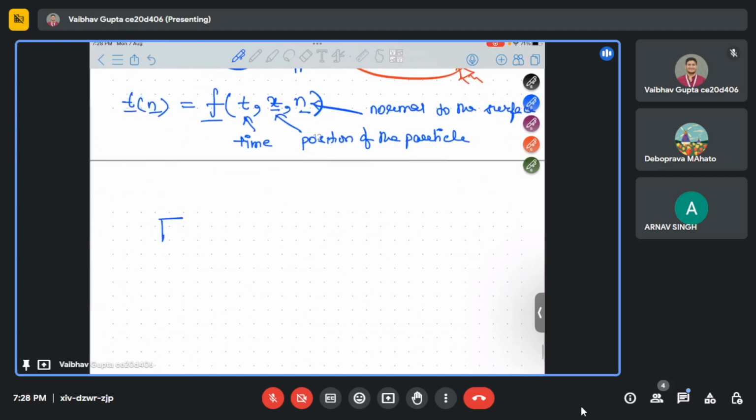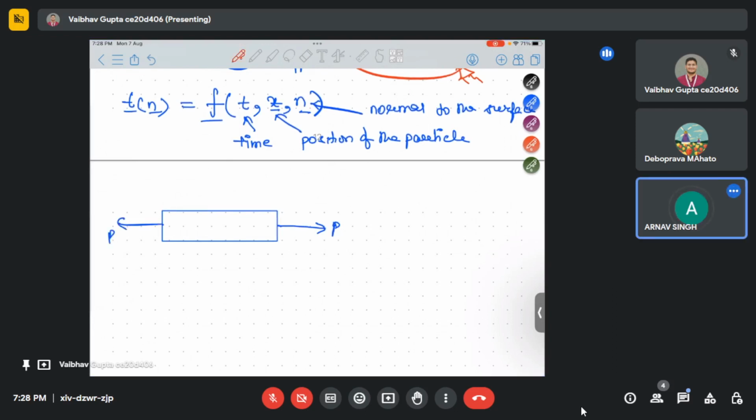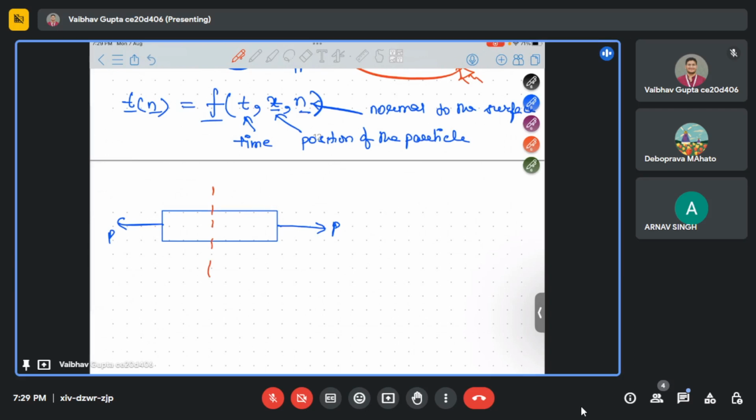Suppose I give you a body like this, and the force P is acting like this. Now I'll cut the body in two ways, these two. At this point, when the body is cut vertically and in a slant, will the traction be the same?